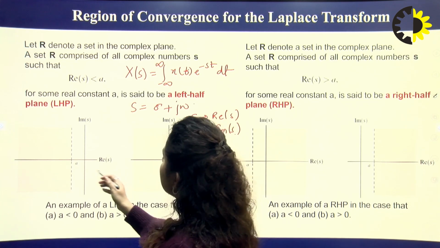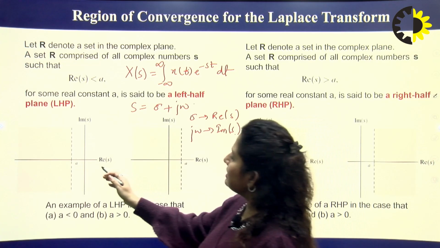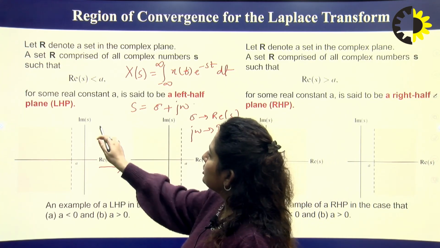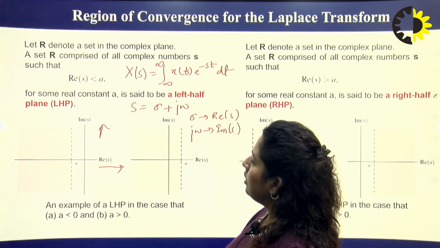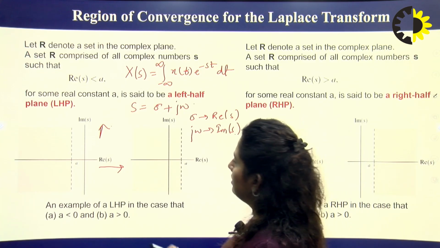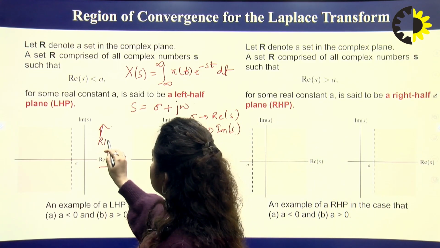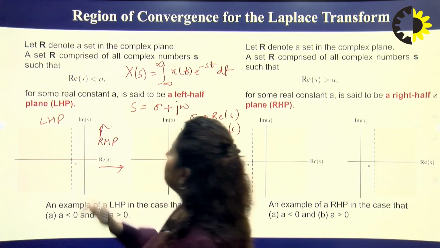So, from the figure we have drawn real of s and imaginary of s: real of s in the x direction, and in the y direction we have imaginary of s. Also, the ROC comprises two planes. One is the right half plane, this one, and the next one is the left half plane.